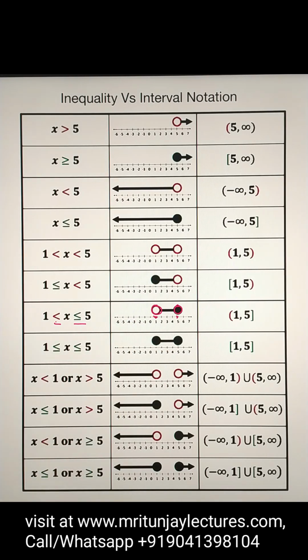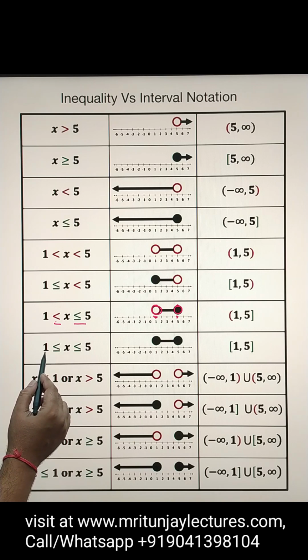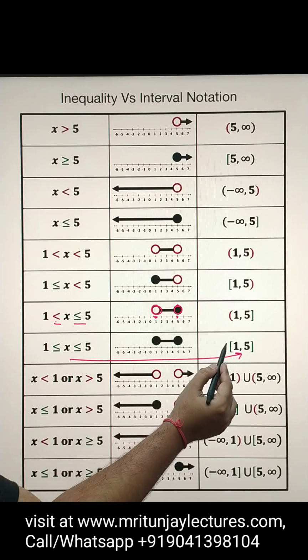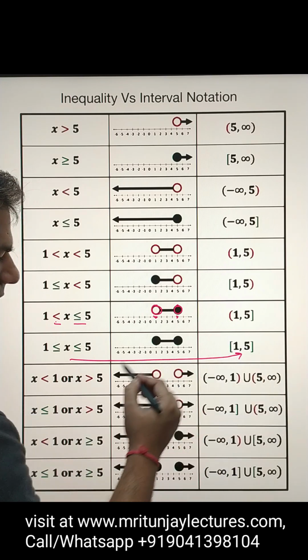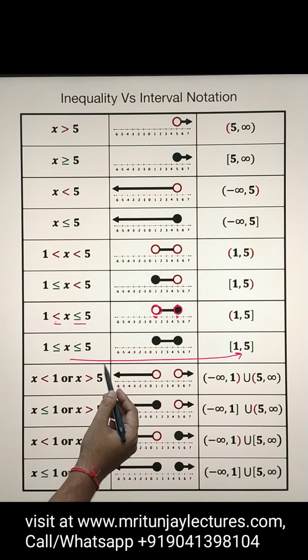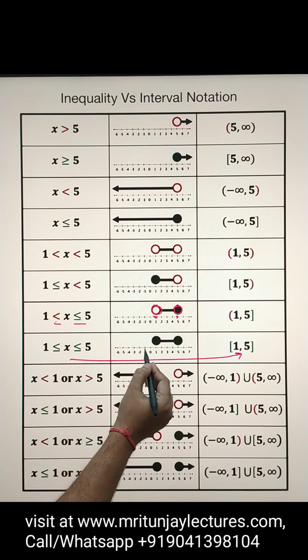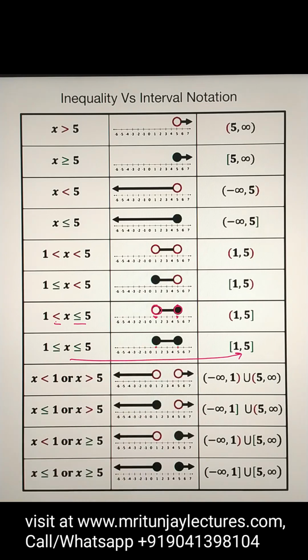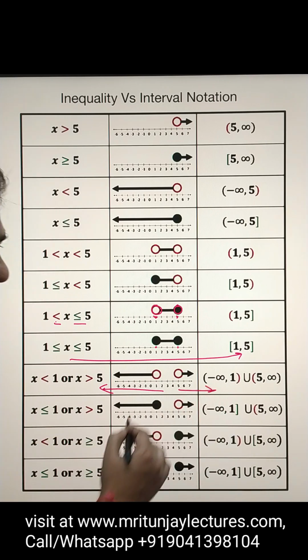Now the next target is x greater than or equal to 1 and less than or equal to 5. If you want to represent it, simply write the closed interval 1 to 5, and in the graph, simply 1 to 5 like that. After that, if x is less than 1 or x is greater than 5, x less than 1 means it lies here, and x greater than 5 means it lies here.